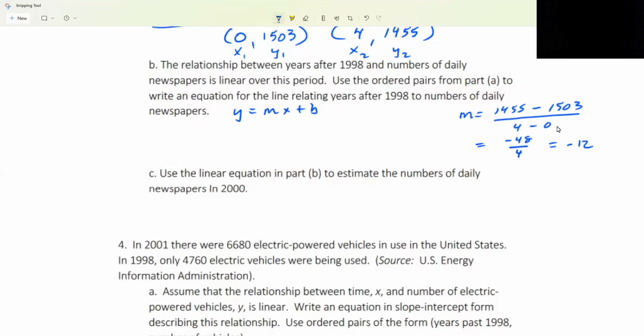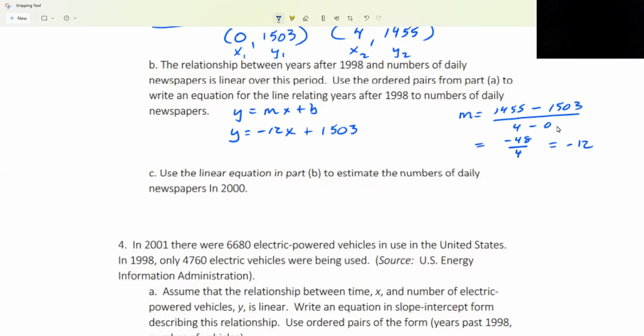We know what b is because up here in x1, x is 0, so your y has to be your y-intercept b. Now we'll just plug it in. y is equal to negative 12x plus 1503. And you're good to go.